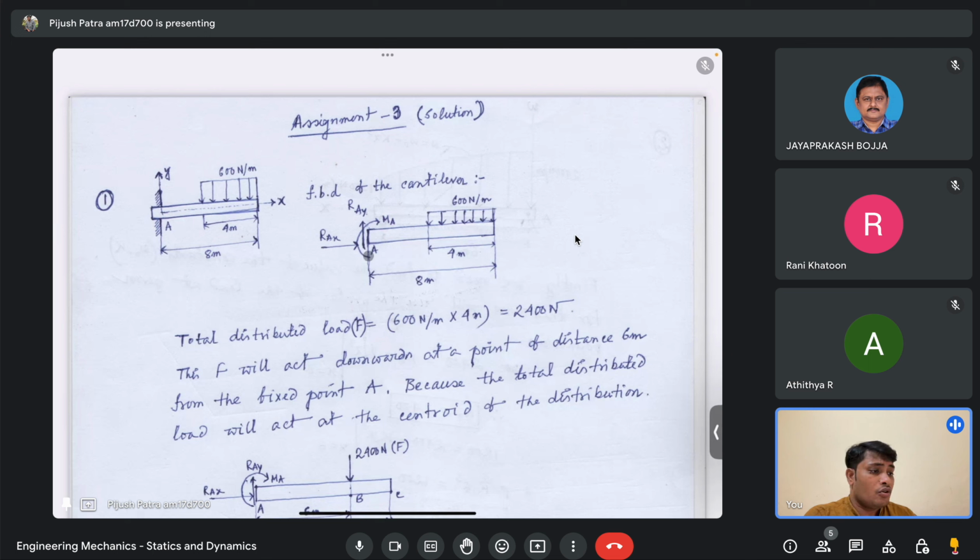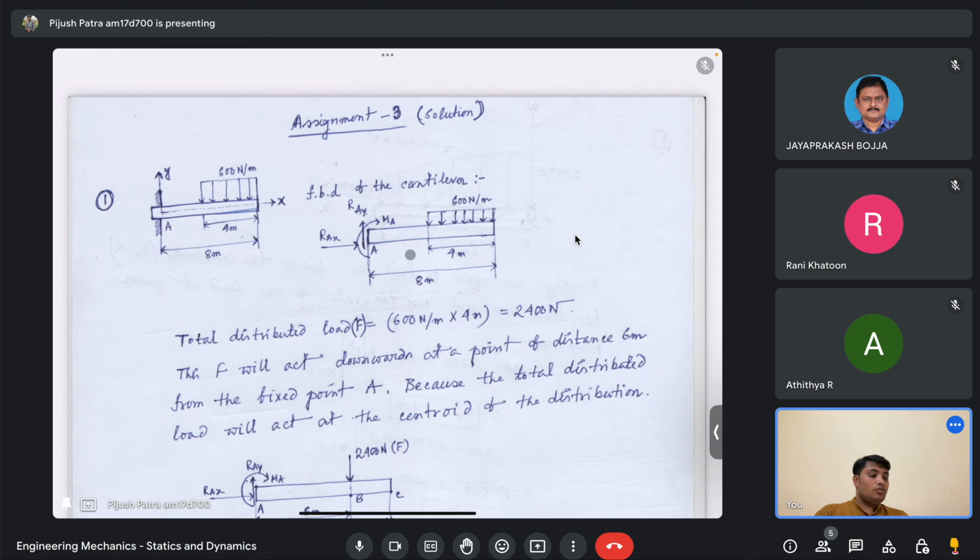Okay, so for the sake of assumption, I will assume that this clockwise moment is negative and the anti-clockwise moment is positive. Okay, that's what I will assume. So now you tell me that from this free body diagram itself you can calculate what is the value of RAX, what is the value of RAY and what is the value of MA.